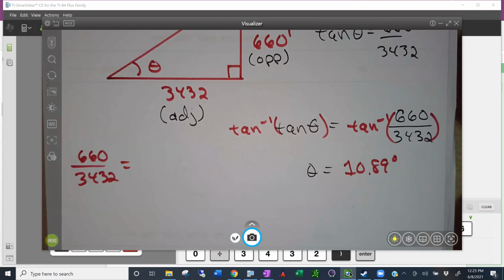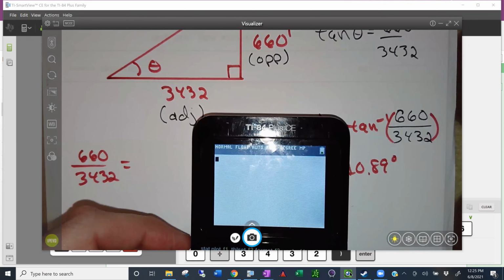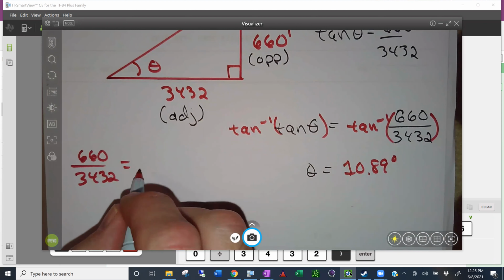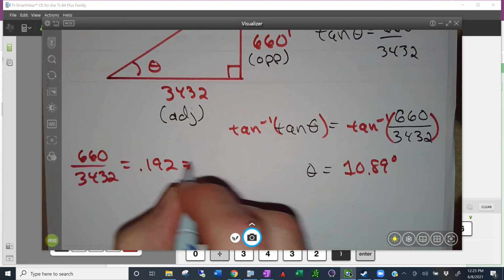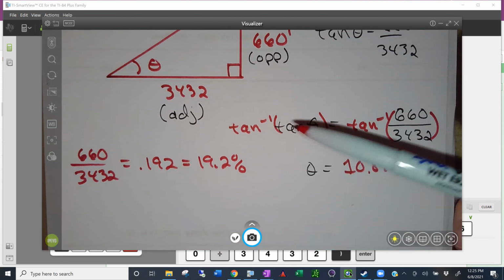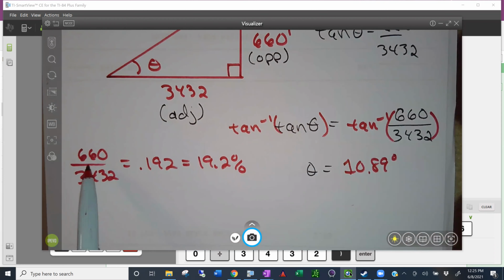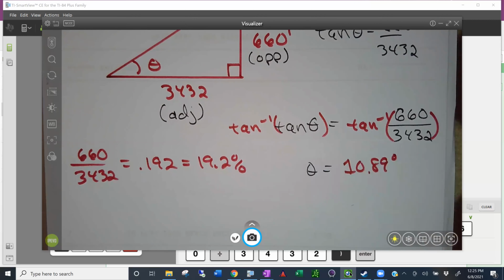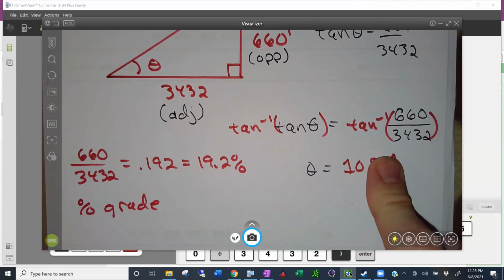So 660 divided by 3432, let's see what that is. So it's about 19.2, or 0.192, or 19.2%. So as a percentage of the horizontal distance, I traveled quite a vertical distance here. And the slope of that line is about 0.192. So your percent grade and the degrees are just different numbers.